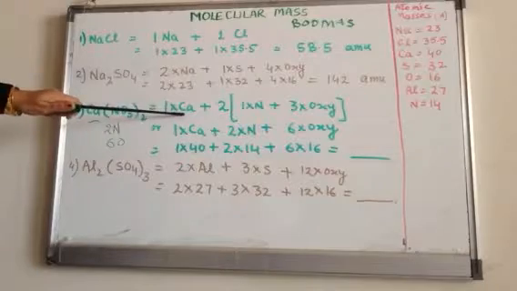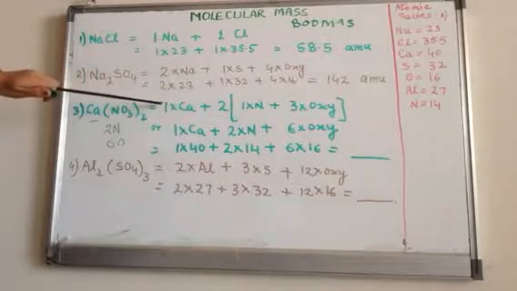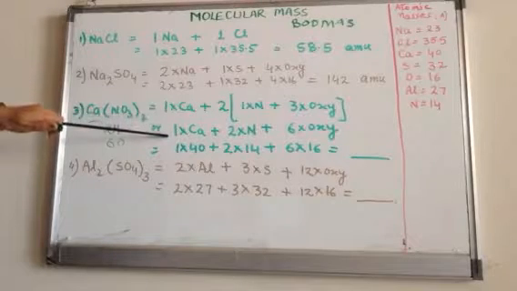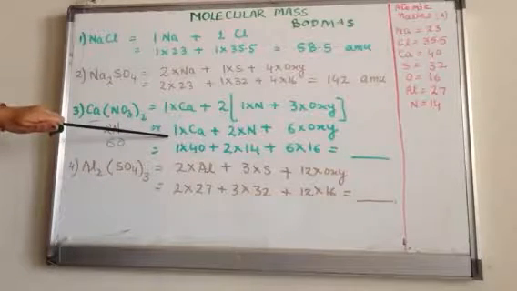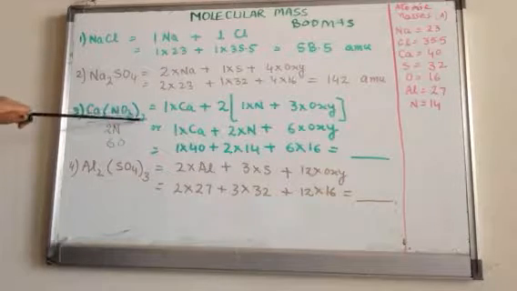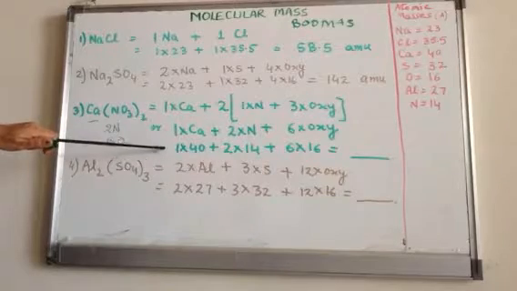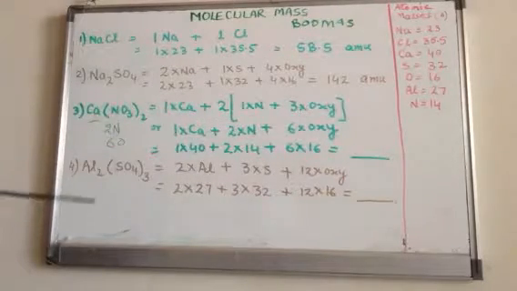We have 1 calcium and 2 times the nitrate unit. If you want, you can write it either like this, or you can write it straight away in an expanded form: 1 calcium, 2 nitrogen, 6 oxygen. And then it becomes very easy substituting the atomic masses and totaling it.